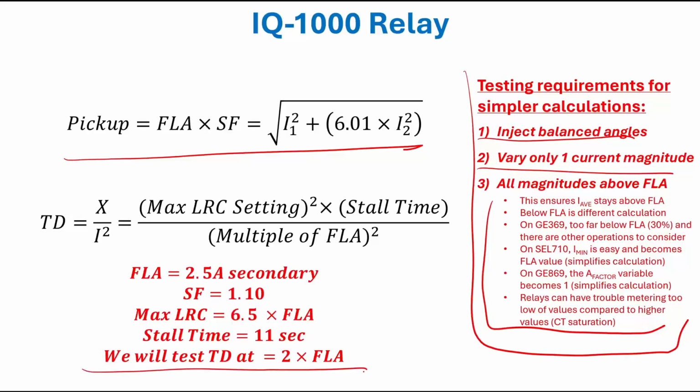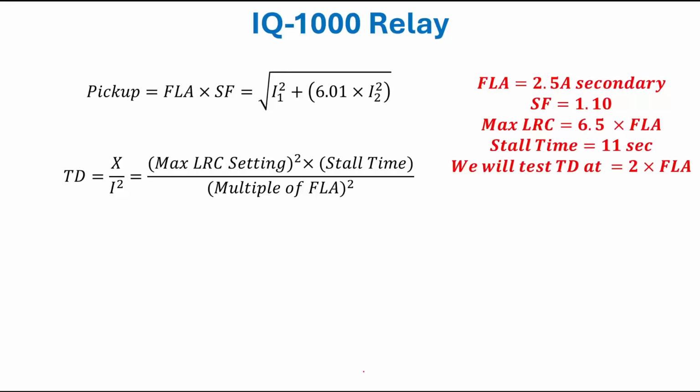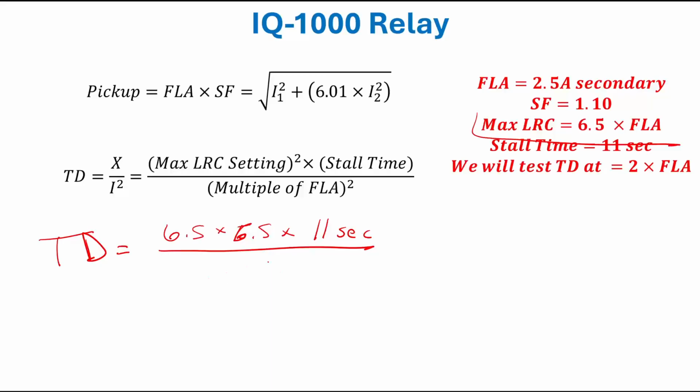But let's go ahead and calculate this time delay real quick. The time delay essentially is going to be TD equals, and I have the example right here, locked rotor current is 6.5, so it's 6.5 times 6.5, times the stall time, which is 11 seconds, divided by 2 times 2, because we're testing at multiples of FLA. As testers, we can define where we test. So that's where we're hitting the curve. And when you do the math and divide this out, what you get is 116.18 seconds, and that's when it should trip. Which is quite a long time.